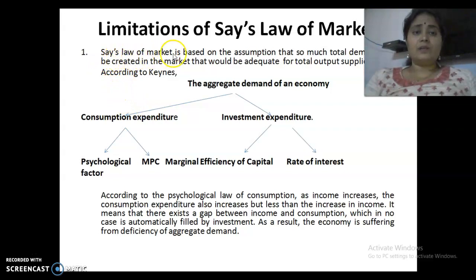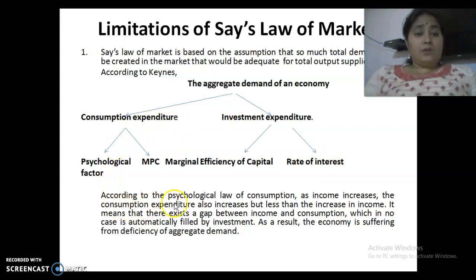First, Say's law of market is based on the assumption that so much total demand will be created in the market that would be adequate for total output supplied. But according to Keynes, the total aggregate demand of an economy depends on two factors. One is consumption expenditure, another one is investment expenditure. Again, consumption expenditure depends on two factors. One is psychological factors, another one is marginal propensity to consume. Investment expenditure depends on marginal efficiency of capital and rate of interest.